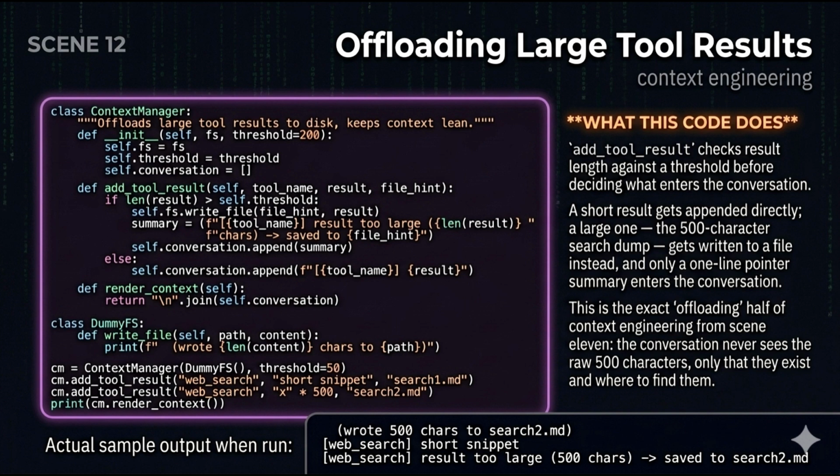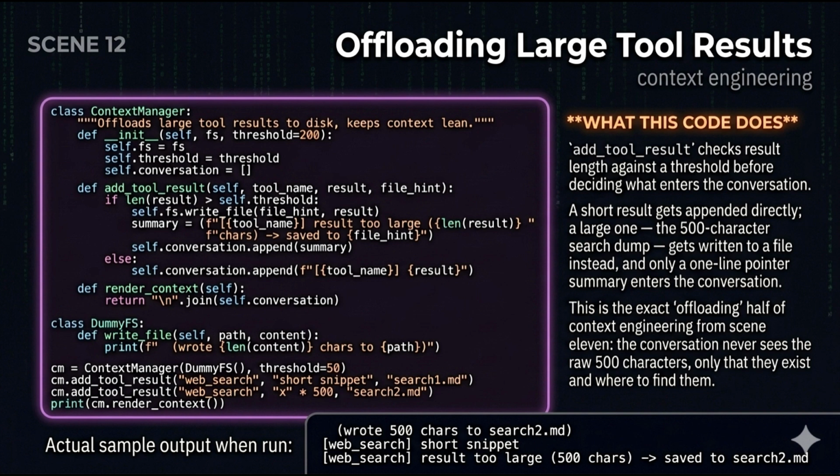Context manager.add_tool_result is the decision point. It compares the length of an incoming tool result against a threshold, and if the result exceeds it, the full content gets written to a file while only a short pointer summary, noting the file name and original size, enters the conversation instead. If the result is short enough, it's simply appended directly with no offloading needed at all.